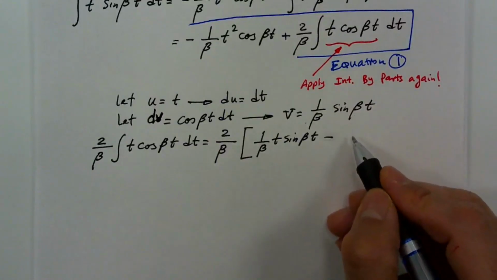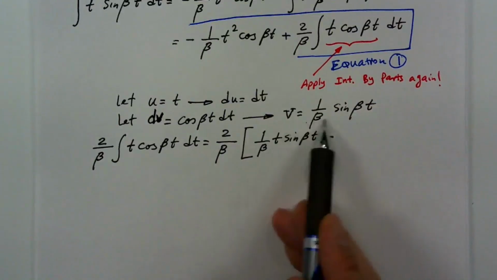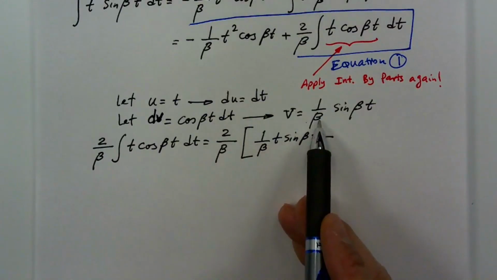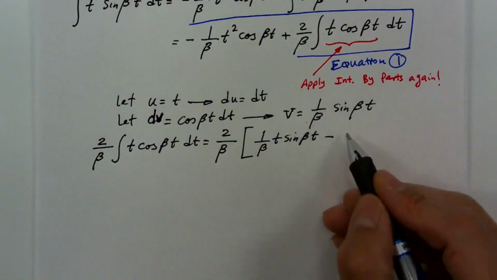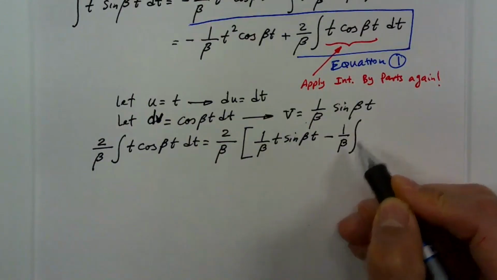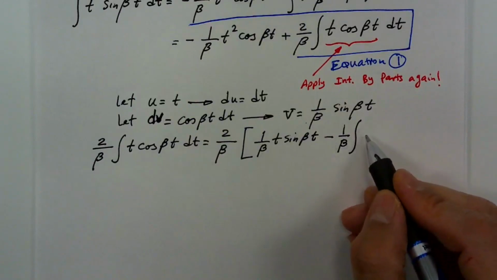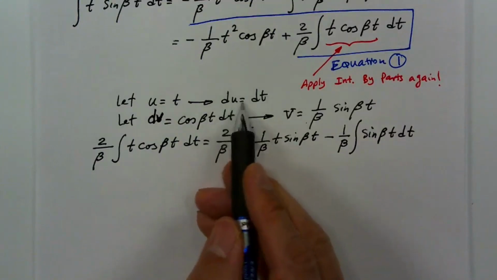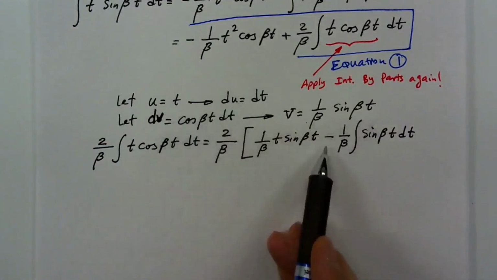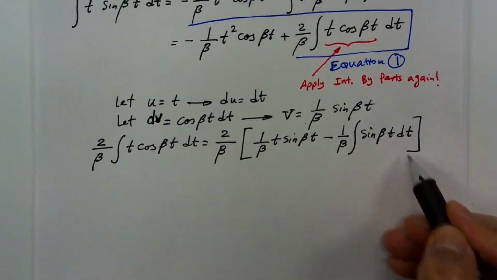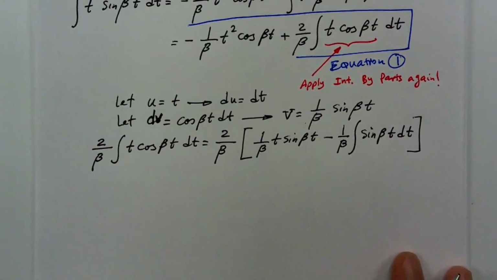Integral of v du. So this is v, integral of this piece du, which is dt. But we have this constant, so I'm going to put that in front again. 1 over beta integral of sine of beta t dt, because that's du. So v minus integral of v du. Now we have it. Okay, and I'm going to close this bracket.